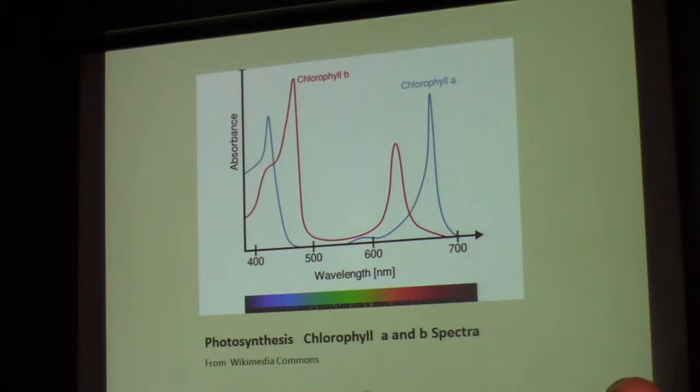Photosynthesis. Apparently right now we have two types of photosynthesis. Both of them use similar light spectrums, blue and red. They don't use green. That's why plants are green. They reflect the green, but they absorb everything else. One thing worth noting is that photosynthesis needs both spectrums, both the blue and the red, to function.